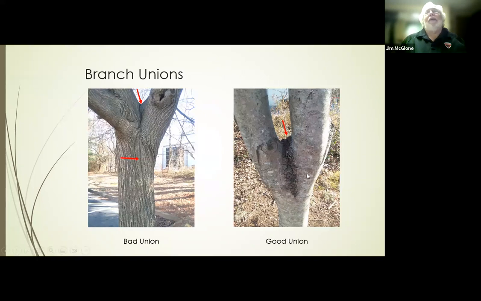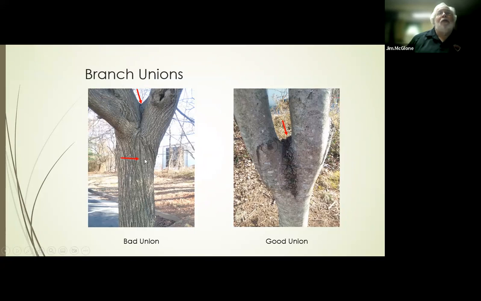When I pulled up to this tree, it was in a parking lot. I was going to take a picture of it because I thought, oh, there's a bad branch union because we've got these two codominant leaders on it. When I got up there, what I saw was it had this nice U-shaped union and a very pronounced branch bark ridge. So this is actually a good union, even though you have codominant leaders here.